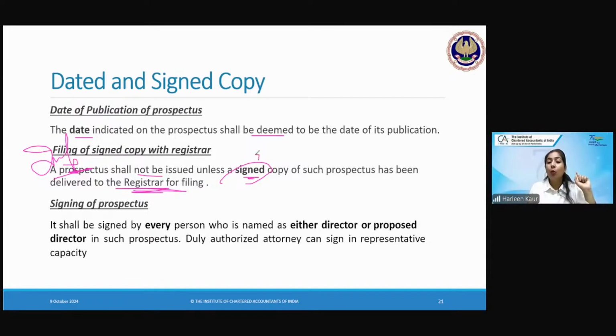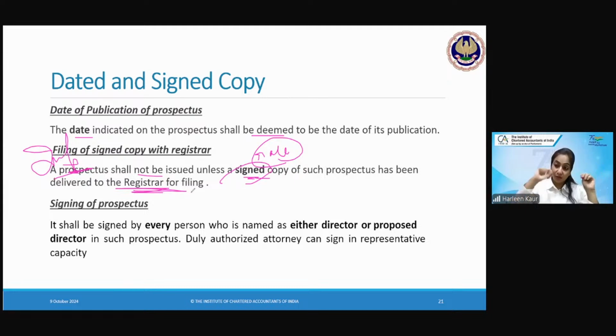Who is going to sign it? All the directors of the company, ma'am. We have already answered, and the proposed directors also. Attorney can also sign on behalf of the directors. I'm going to ask you, very interesting MCQ is coming in my mind. After this point, I'm going to ask you. A prospectus shall not be issued unless a signed copy has been given to the ROC.